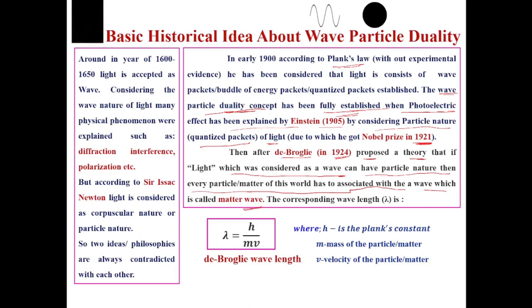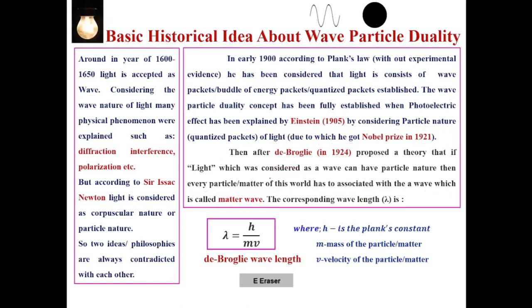So here in 1924, de Broglie proposed that if light, which was accepted as a wave for the past few eras, has a dual character, that is particle character and wave character, then every matter of this world has to be associated with a wave, which is called the matter wave. And he suggested that the wavelength of that matter will be equal to h by mv. Here I have not given the derivation of how this comes to be h by mv, but he suggested that all the particles or matters of this world are associated with a wave having the wavelength h by mv.